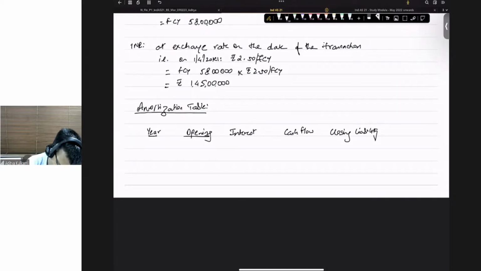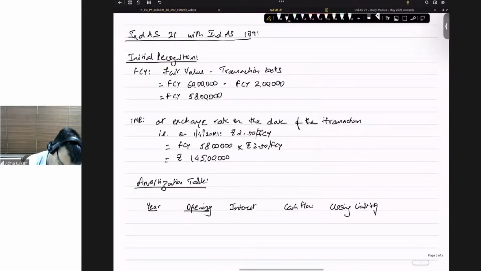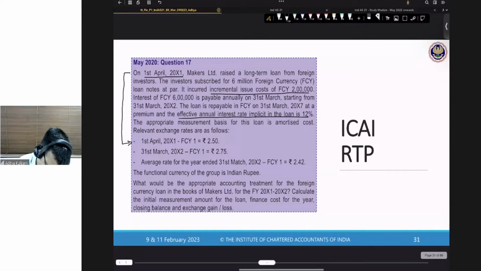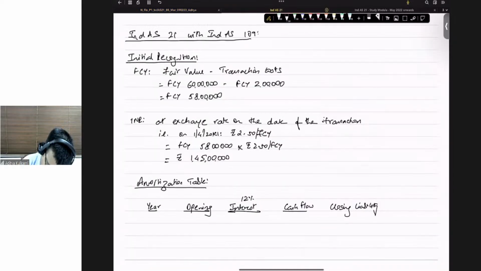So what is your effective rate of interest? Have they given it to you? Yes. The loan is repayable on 31st March X7 at a premium. Effective annual interest rate implicit in the loan is 12%. So 12% interest is your effective interest rate. And then the appropriate measurement basis for this loan is this much. Interest of foreign currency 6 lakhs is payable annually. All right, so this is how it is.